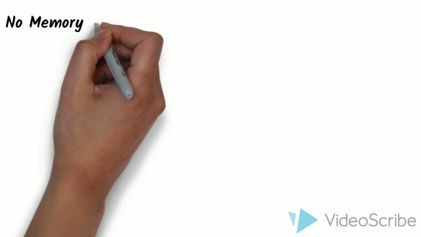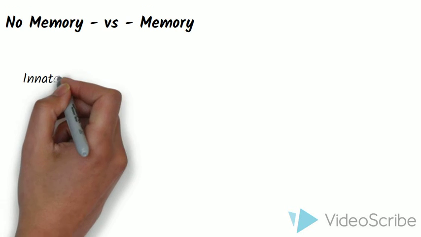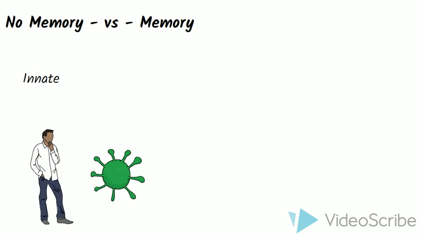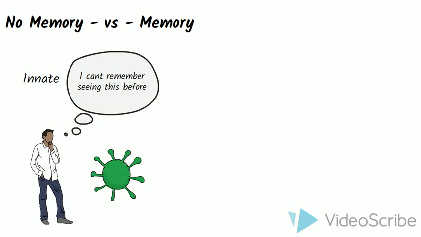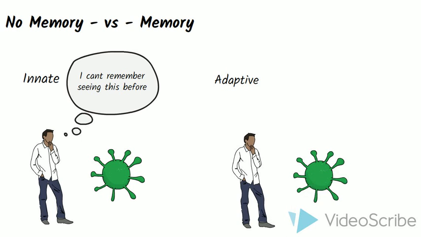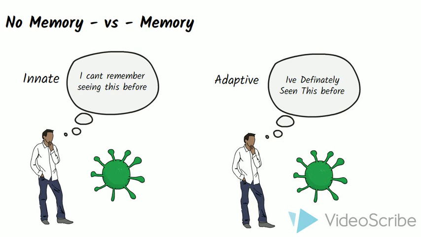Lastly, let's look at no memory versus memory. Being the non-specific immune system, innate cells are unable to form memory compartments. As such, they lack the capacity to remember microorganisms they may have encountered before. In contrast, although initially slower, adaptive immune cells are able to form memory compartments. This means that adaptive cells specific for microorganisms exist in our bodies for months to years after being exposed to an infection. As such, these cells can respond rapidly whenever infection with the same microorganism occurs again.